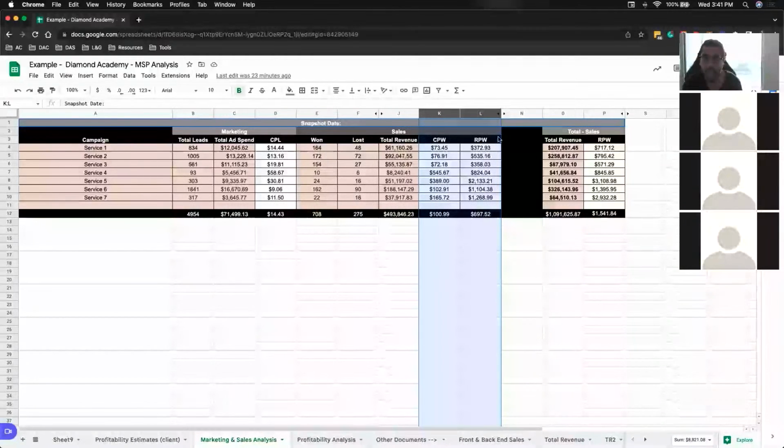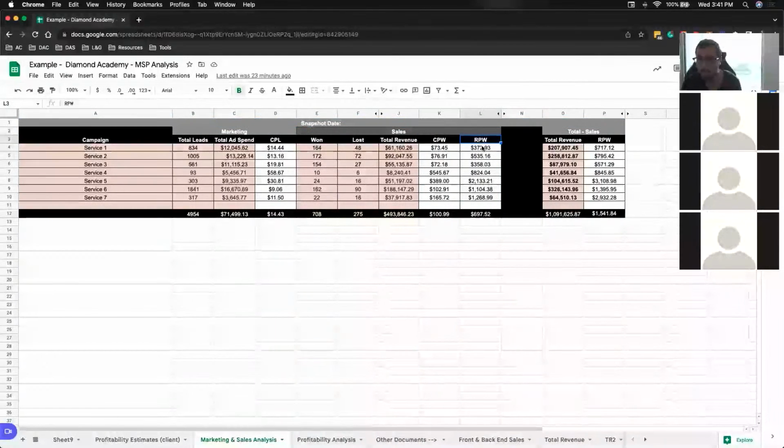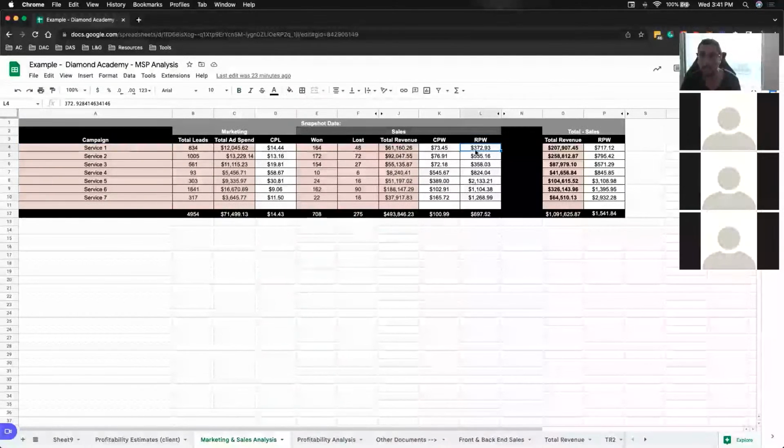And what we're looking at here is the average revenue or purchase price, the average purchase that somebody would make on their first visit. So on average for service A, somebody's going to spend around $372. And then you'll see here CPW, this is cost per one. And this is basically your patient acquisition cost from a marketing standpoint.